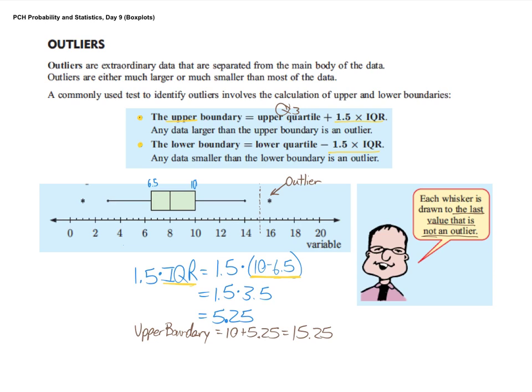So when we multiplied 1.5 times the IQR and then added the upper quartile, that is not to find the outlier. That's to find the last value before the outlier, right? Yeah, we're kind of creating a fence here, and anything outside the fence is an outlier. But that's the furthest you can be and not be an outlier, is 15.25.